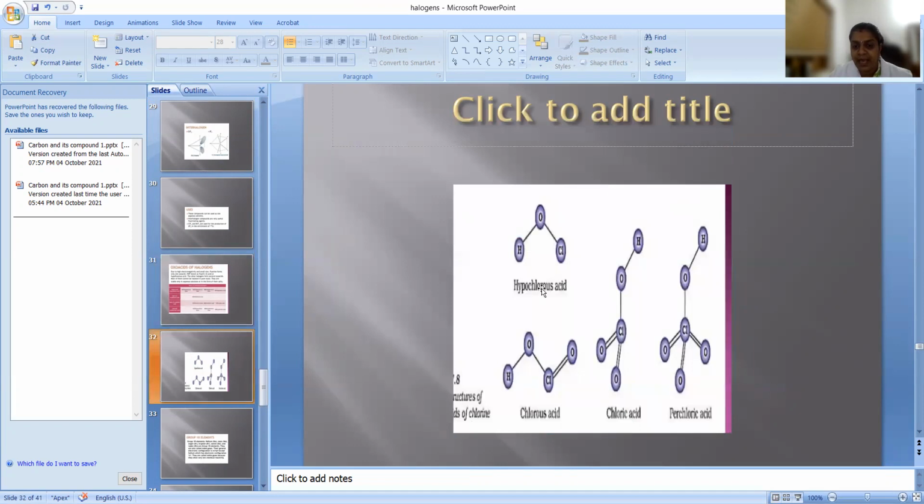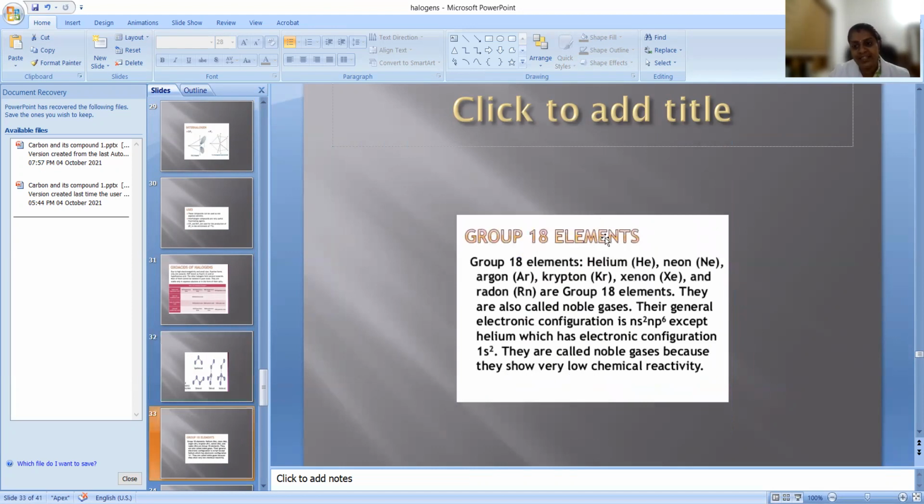And these are the shapes. Halous acid has this bent shape. This is the structure of chlorous acid, chloric acid, and perchloric acid. So you have to learn how to draw them. And that much is there for group 17 elements.